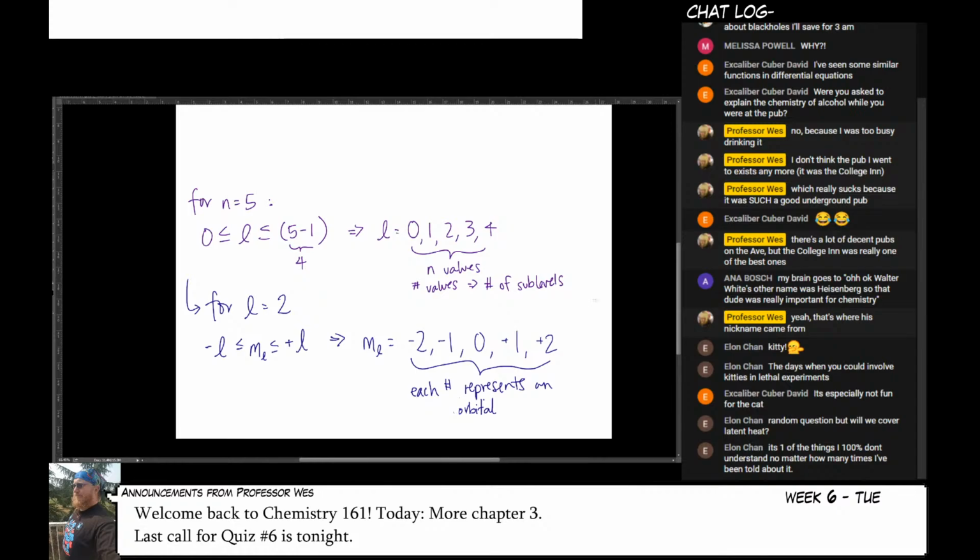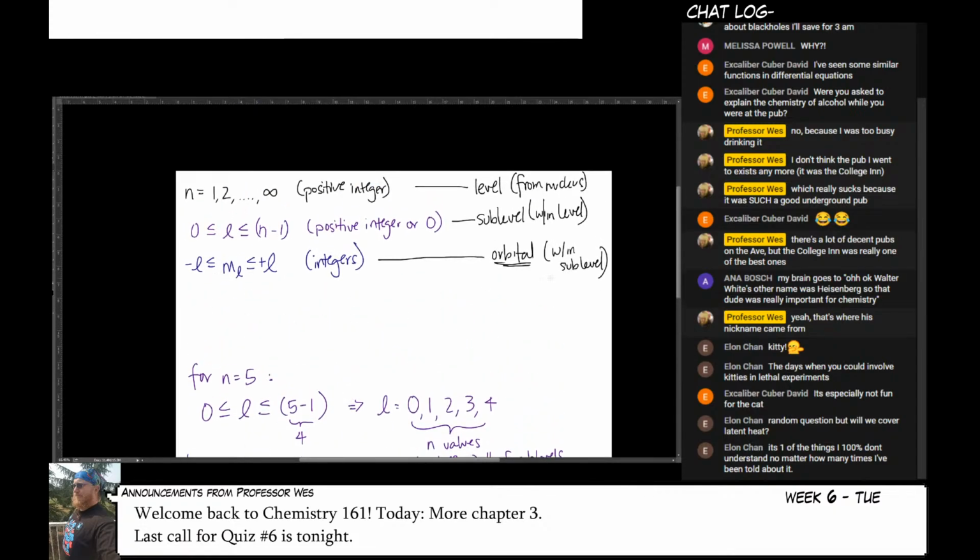So with our hotel analogy here, or our building analogy that we have, the level would be which building this is in. The sublevel would be what floor it's on. And then the orbital would be what room on that floor. And altogether, these give us the address of the electron that we're going to be looking at.